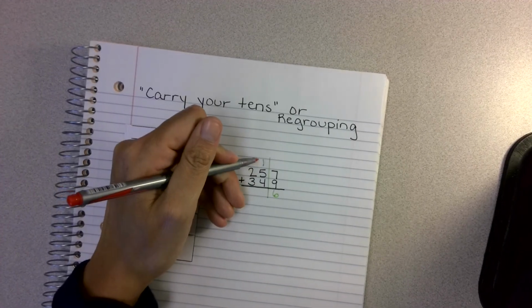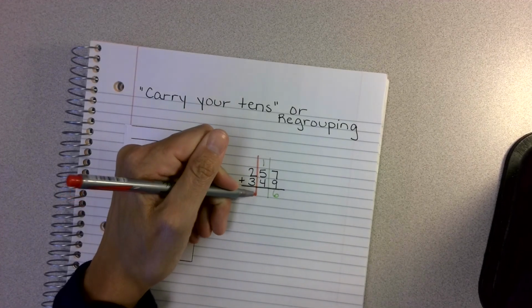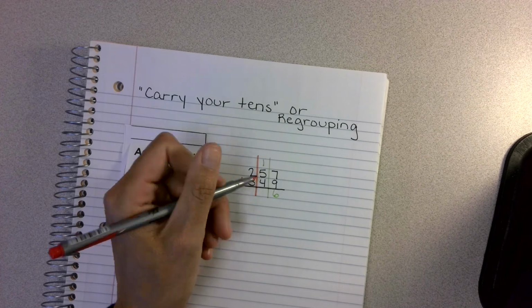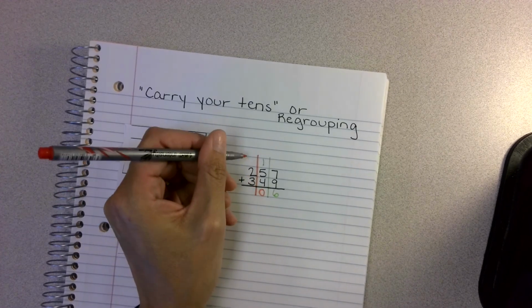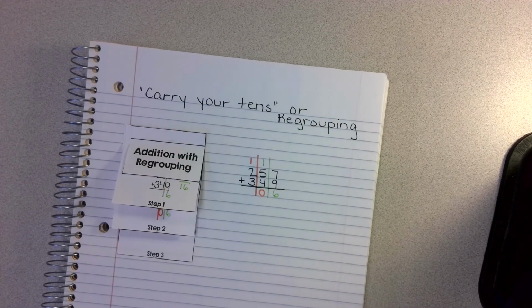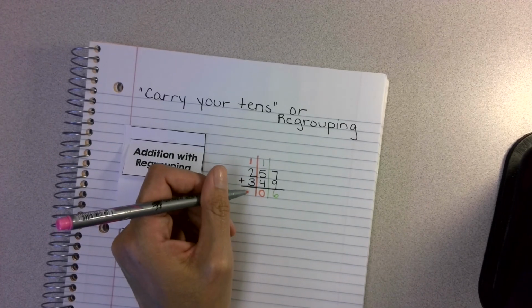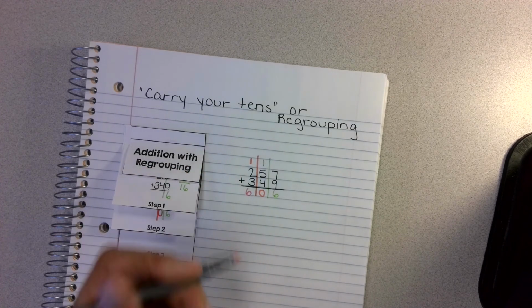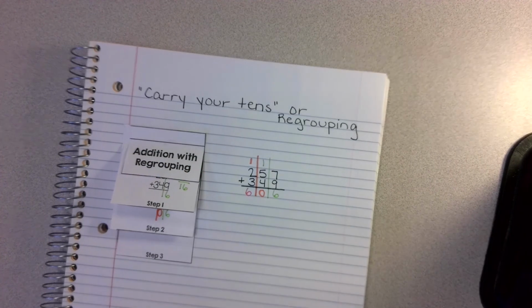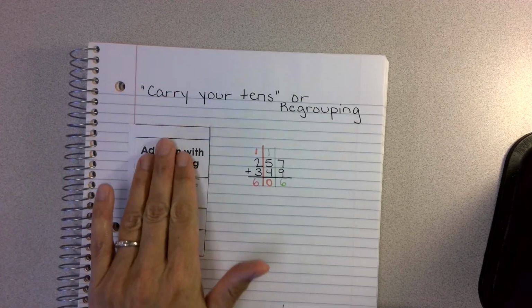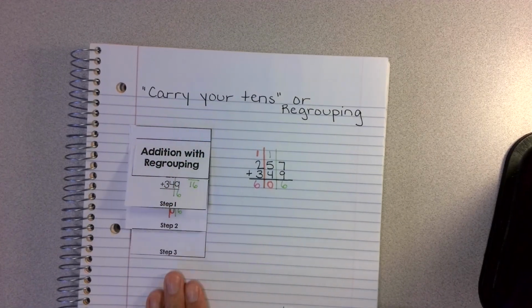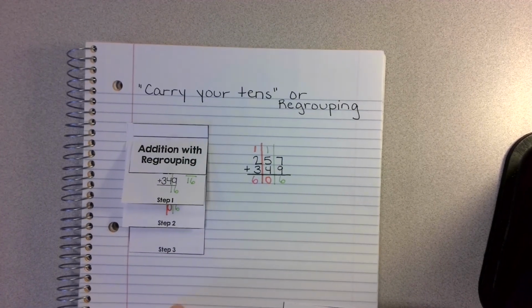Then I did 1 plus 5 plus 4 equals 10, carried my 10s. Then I did 1 plus 2 plus 3 equals 6. So that's how you regroup or carry your 10s. So the next slide, I'm going to give you some to practice, and then we will go over them tomorrow.